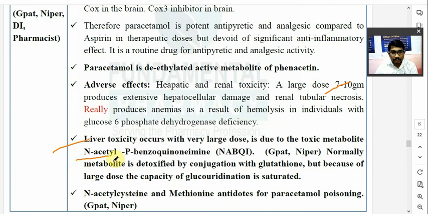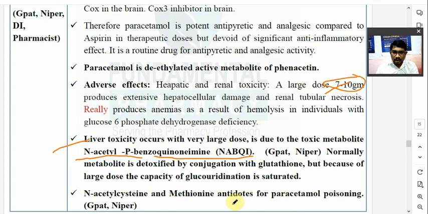N-acetyl para amino benzoquinone imine. NAPQI. This is a toxic metabolite of paracetamol which is generated if you take paracetamol beyond 6 gram per day, and this metabolite reacts with the hepatic cells, causes hepatic damage, and that is liver toxicity. Okay, but only if you take paracetamol beyond 6 gram per day.